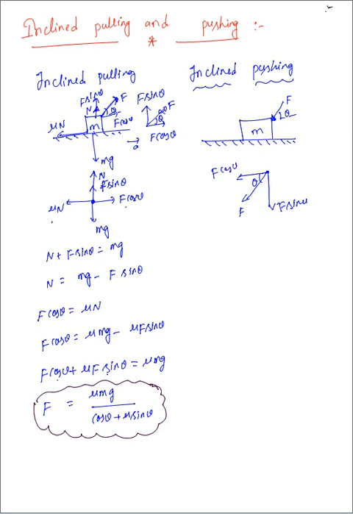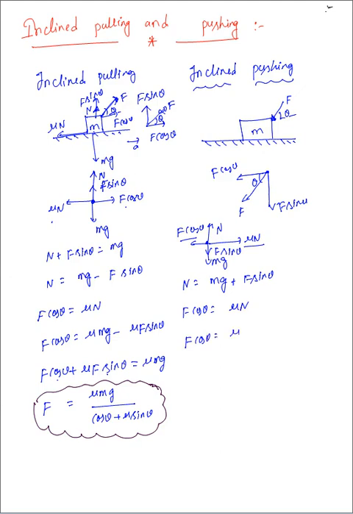Then the free body diagram. Since force is applied in this direction, friction will come in the opposite direction. In this direction comes F cos theta. Downward comes mg, upward comes the normal reaction, and downward one more force acts, F sin theta. Therefore, n can be written as mg plus F sin theta. And F cos theta is balanced with mu n. Therefore, F cos theta is equal to mu into n, you just substitute that value.